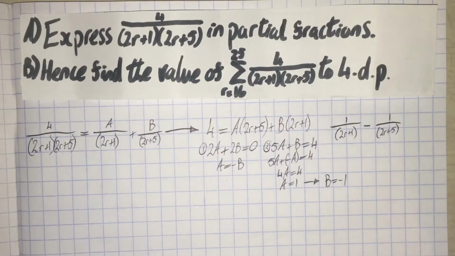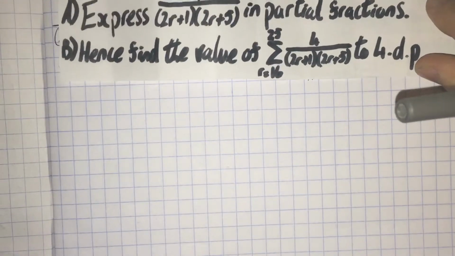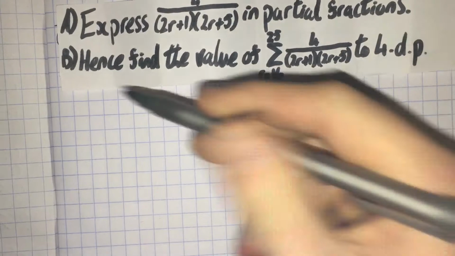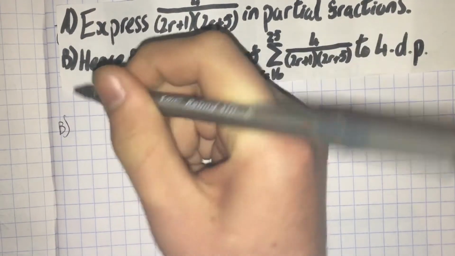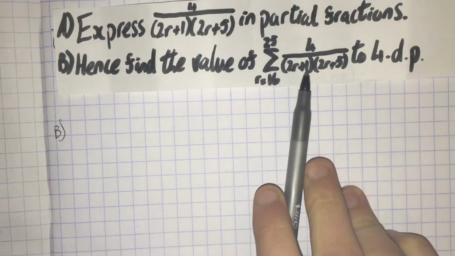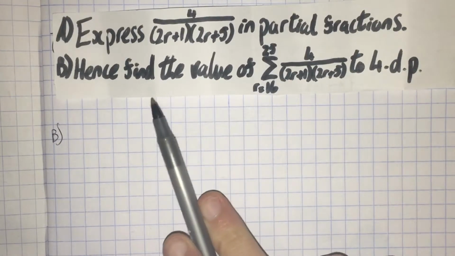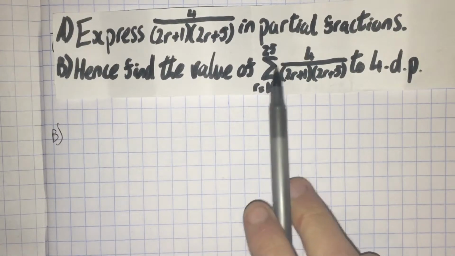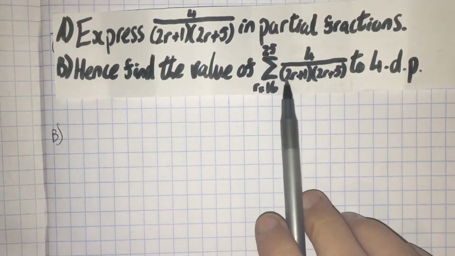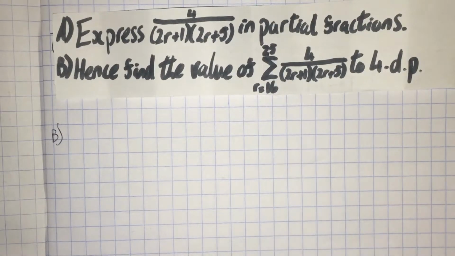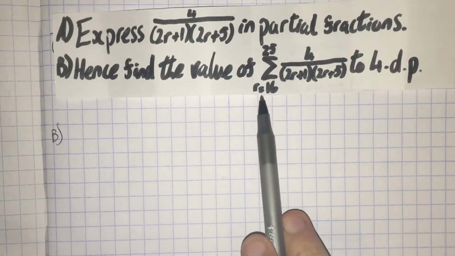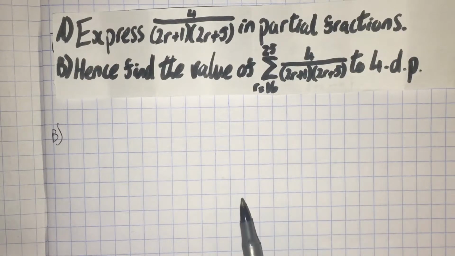That's part A done. Now move on to part B, which I thought was rather unique in design. I've not seen too many that look like this. So we have to find the value of the summation of 4 over 2r plus 1 times 2r plus 5 when going up to 25, starting with r equals 1, to 4 decimal places.